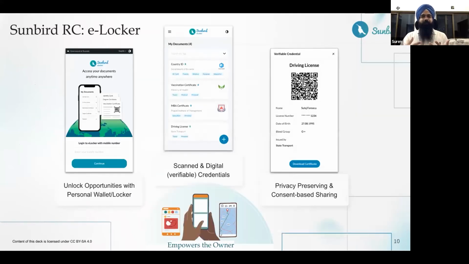And then finally, we have the e-locker, which gives the credentials in the hands of the end user, because that's what they walk around with and then unlock various use cases. These e-lockers can carry digitally verifiable credentials, or can also carry scanned credentials, because so far our systems have been very paper driven, and you might want to bring your scanned credentials into it. And these credentials can be shared with others in a very privacy preserving, consent based sharing manner.